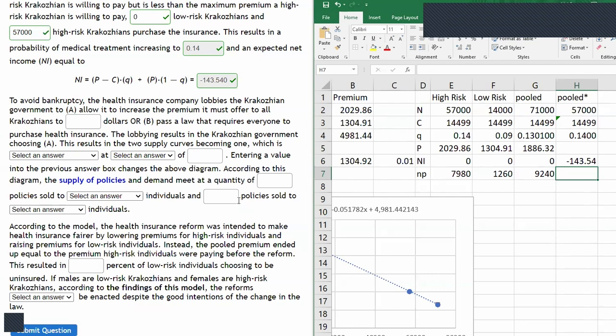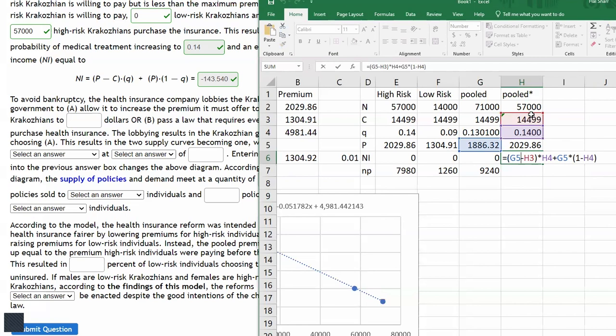It's going to permit the health insurance company to stay in business by adjusting the premium. Since this insurance pool lost all the low risk Caucasians and ended up with just high risk Caucasians, the insurance premium is going to be the one it had chosen when it could charge two different premiums for high risk and low risk Caucasians. So given the cost of the medical procedure is $14,499, the probability of needing that treatment is 0.14 because all the low risk people left the pool, leaving just high risk people.